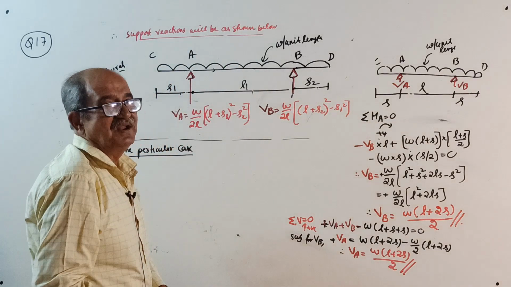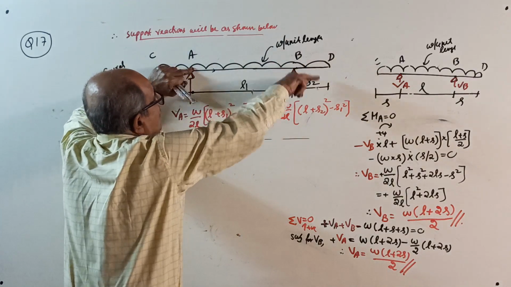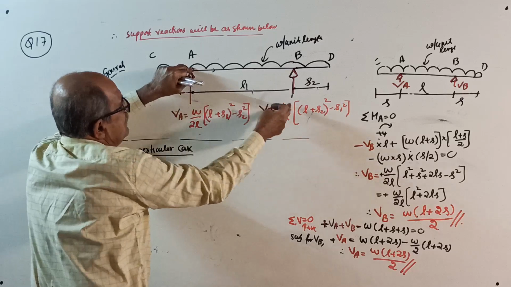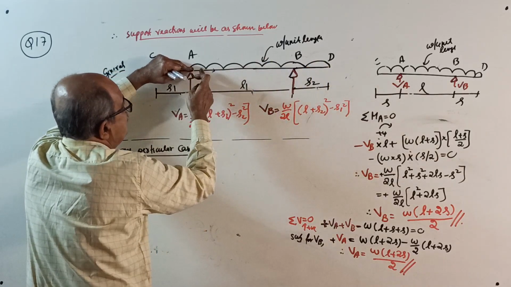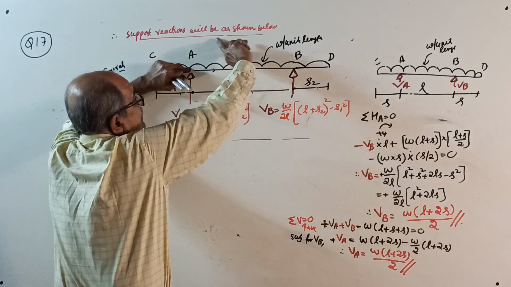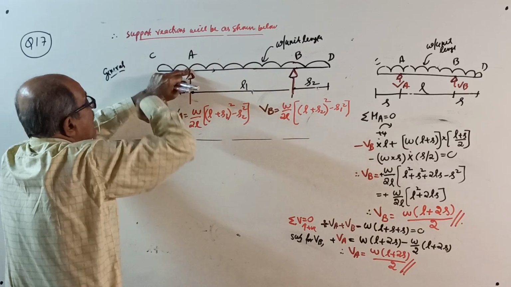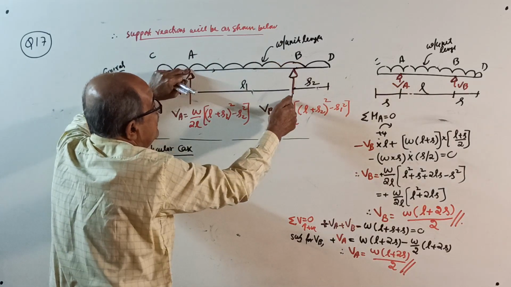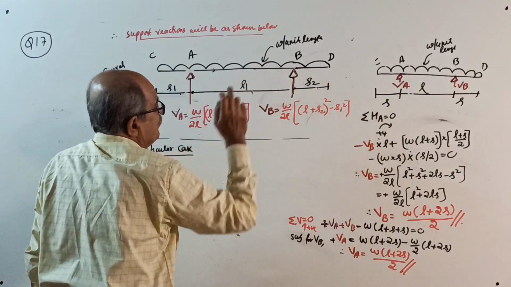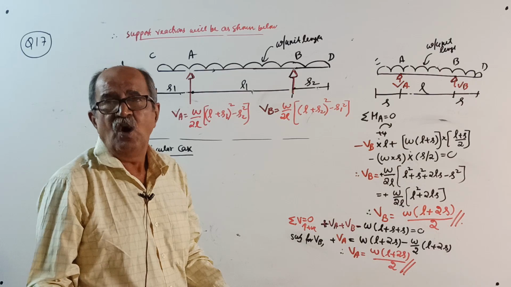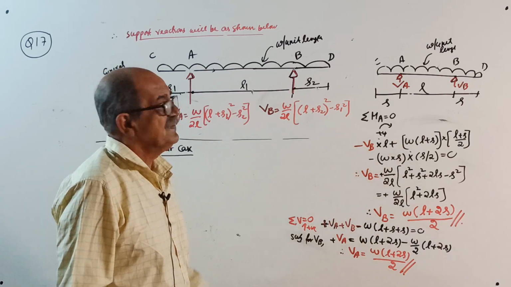I will tell you how I wrote it. This moment minus this moment, divided by the span, is the answer. W into L, that is the moment about this point. This moment minus this moment by span is that reaction. W by 2L into (L plus S2) square. Here it is the moment about this point. Anyway, I got it, I entered it. You never bother how I got it.